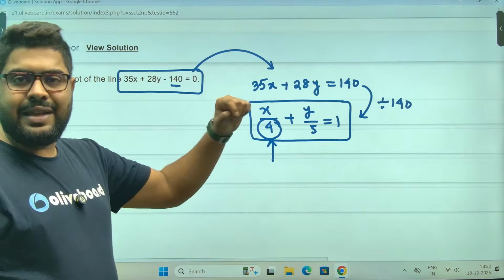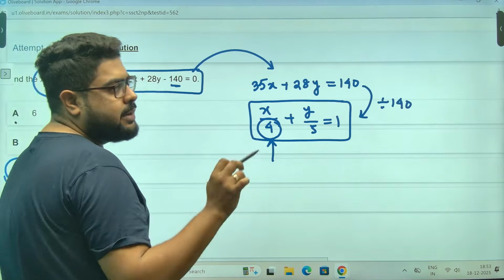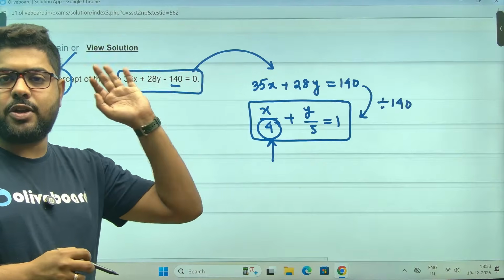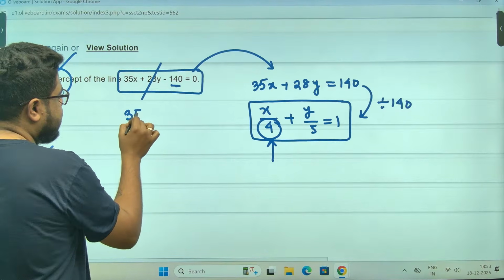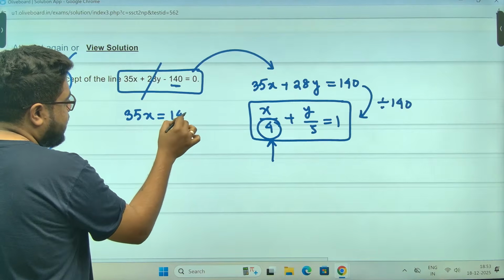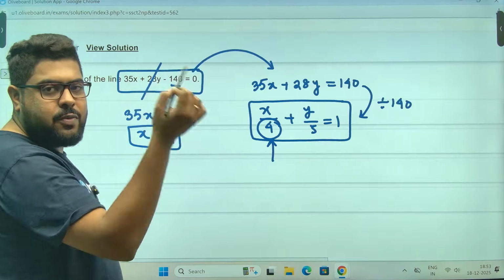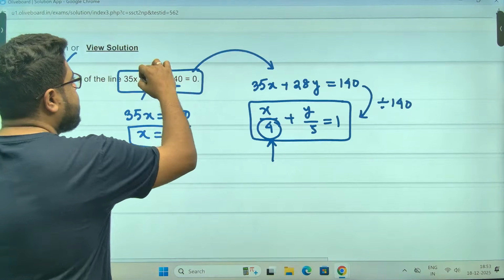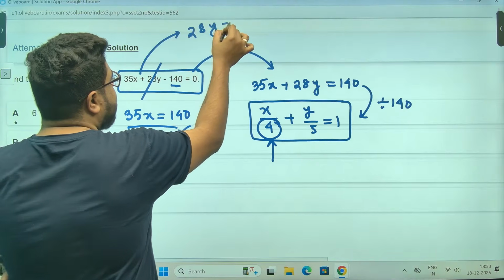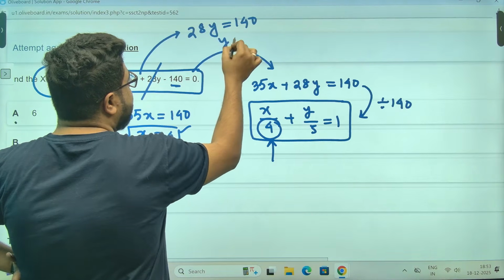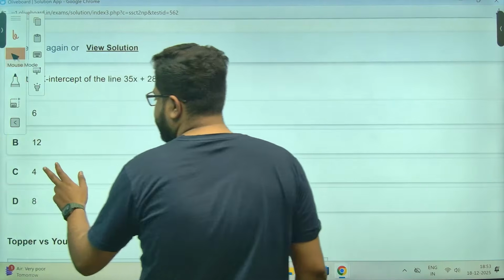This is one way. The other way, sir: if they are asking for the x-intercept, remember that on the x-axis, y is always 0. So put y as 0, and this term is not there. The equation is 35x equal to 140, so x is 4. Now, if they want the y-intercept, put x equal to 0. Then 28y would be 140, so y would be 5. That's your y-intercept. But for this question, the answer will be option C.